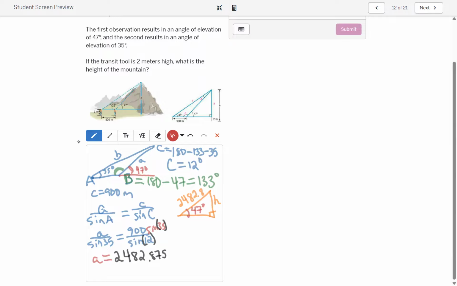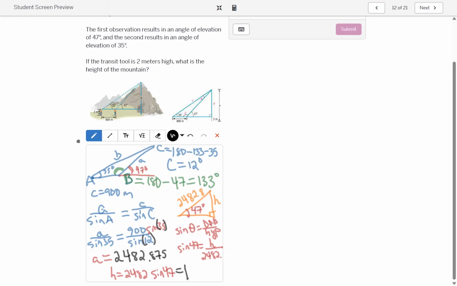So H is opposite, and the 2482 is the hypotenuse. My trig function that uses opposite and hypotenuse is the sine function. So I'm going to use the sine of theta as opposite over hypotenuse. So we're going to have the sine of 47 degrees equals H over crazy number. So H is going to be crazy number times the sine of 47.